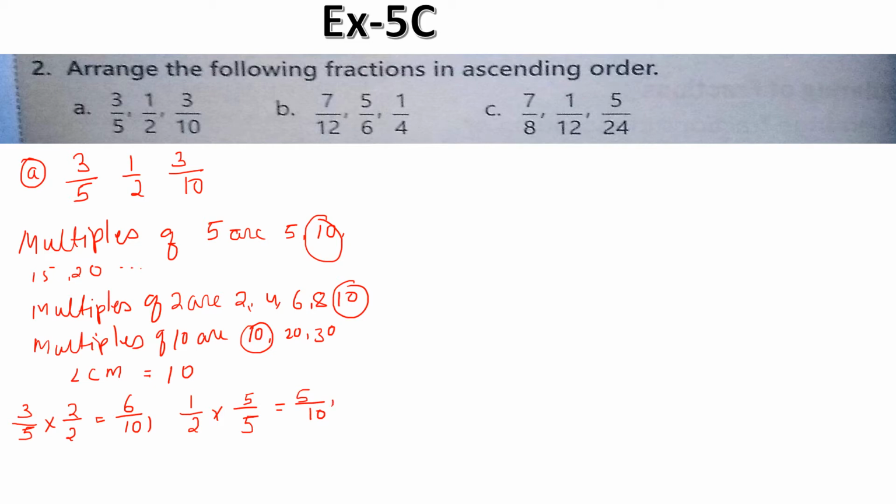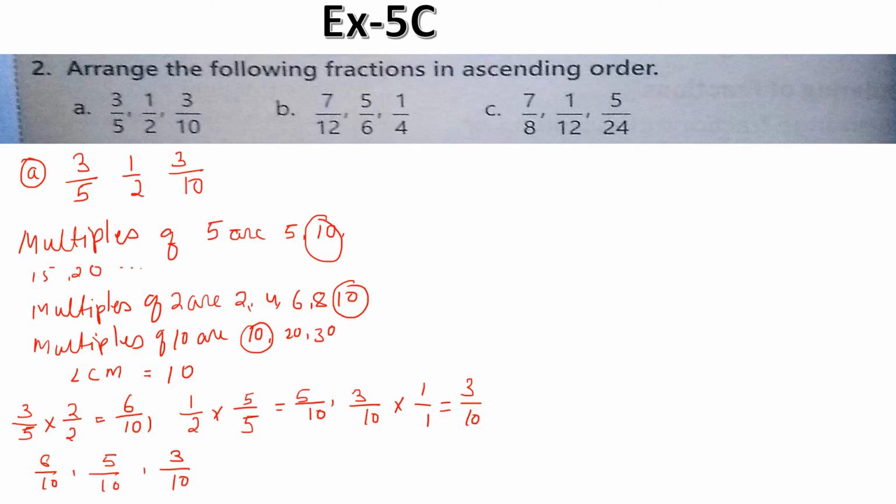And the next one is 3 by 10, multiplied by 1 to keep the denominator 10, so 1 times 3 is 3. So what are the fractions? 6 by 10, then 5 by 10, then 3 by 10.